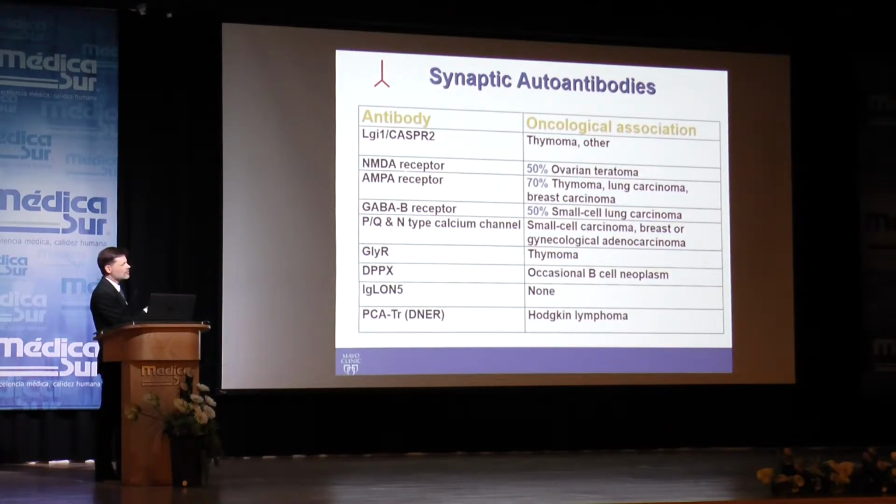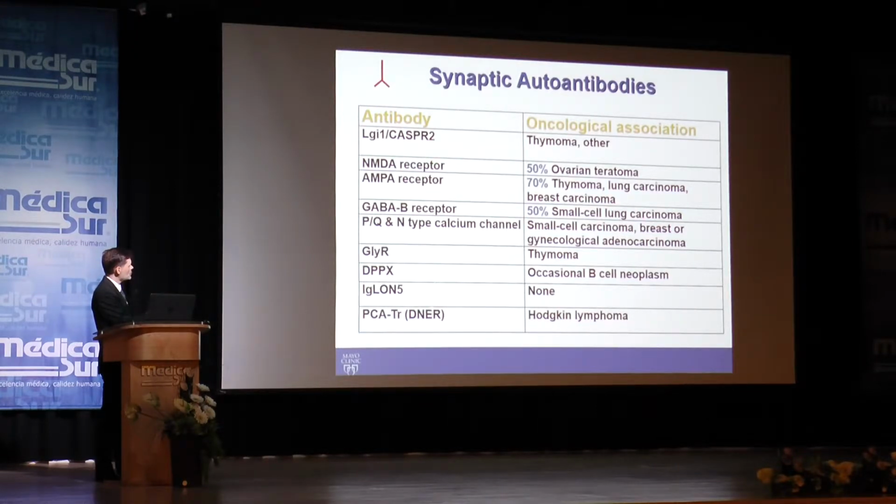NMDA receptor antibody, 50% of females that develop this syndrome will have an ovarian teratoma, something you just need to know. AMPA receptor, 70%, one of these tumors. GABA B receptor, 50% small cell lung cancer. These are very, very rare. Relatively speaking, this is quite common.